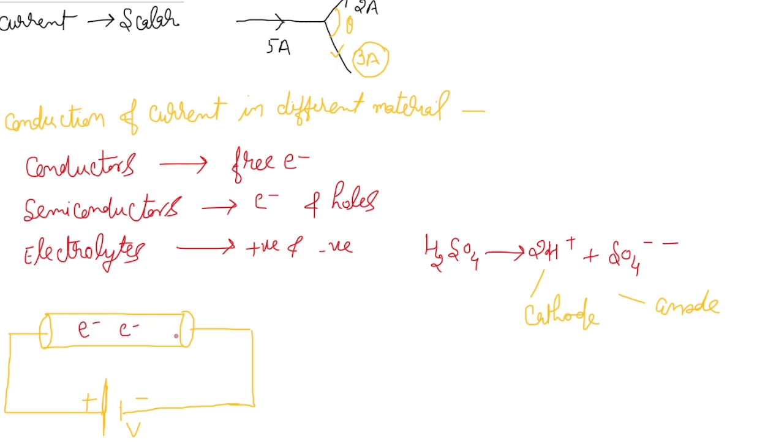Okay, so when potential difference is applied across the conductor, then the free electrons present in the conductor are repelled from the negative terminal of this battery, and they move from negative end to positive end, and that is, motion of electrons will take place in the direction opposite to flow of positive charge.